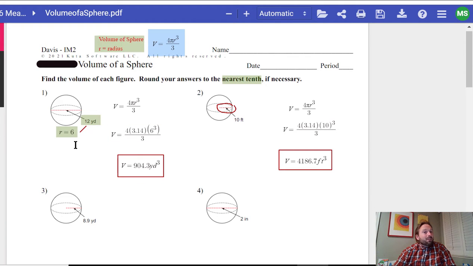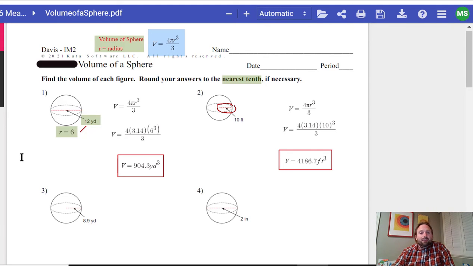Basically, they're either going to give us the diameter or the radius. If you look right here, the diameter of this sphere on number 1 is 12 yards. The formula is 4 pi r cubed divided by 3. We can't use 12, so we have to divide it by 2. So it's going to be 6. But it's not 6, it's 6 yards.